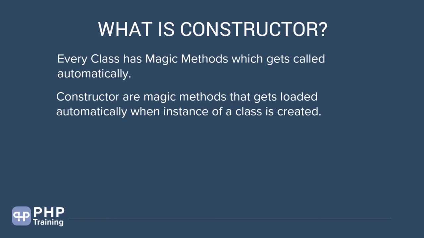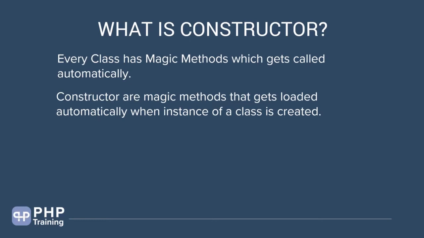Constructors are magic methods. And how do we call a constructor? A constructor is called when an instance of a class is created. This is a very classic question. Someone will ask you for the definition of what a constructor is and when it is called. This is the classic answer for it. Constructors are magic methods. It's called when the instance of a class is created. You don't have to specifically call a constructor.